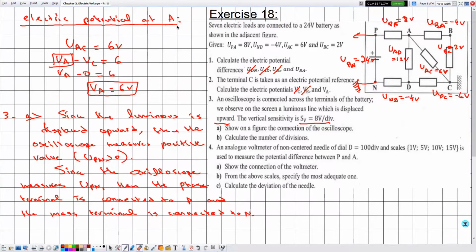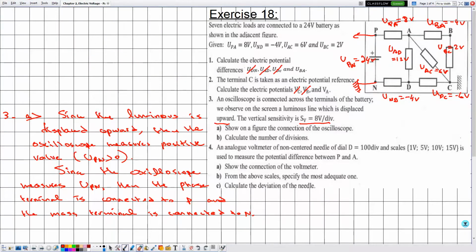Now in part B they are telling me to calculate the number of divisions, which is the value of y, and this can be done using the formula U is equal to SV multiplied by y. Notice that here we are measuring UPN and we are interested in determining y. Flipping this equation, SV multiplied by y is equal to UPN. Then dragging SV to the right, it will be divided, then y is equal to UPN divided by SV.